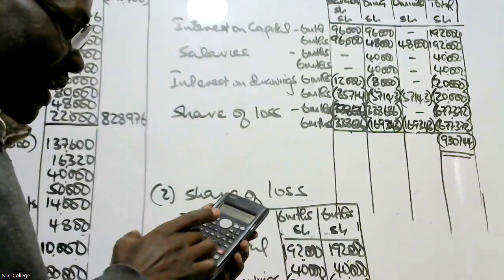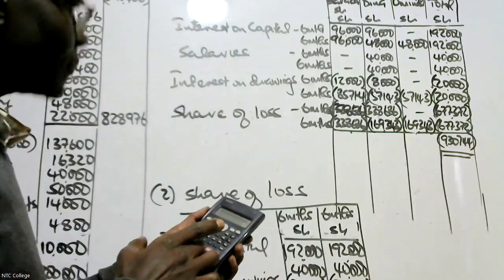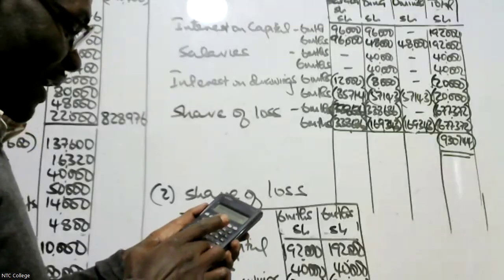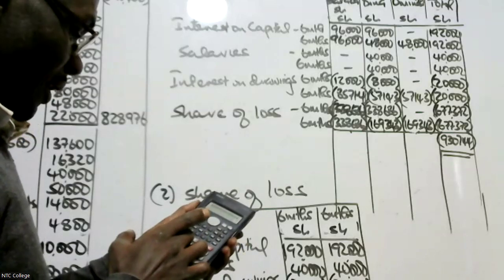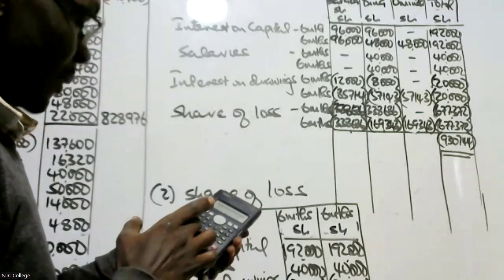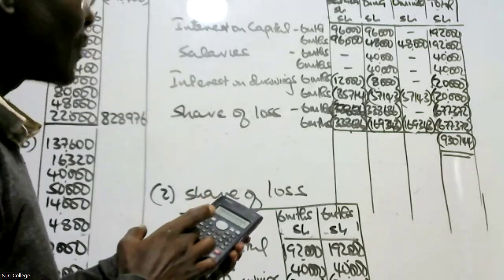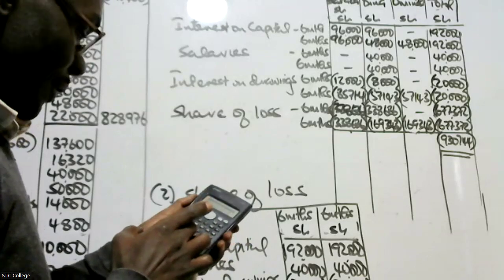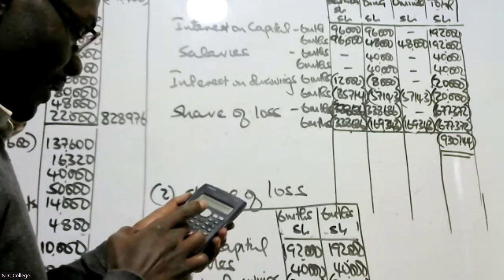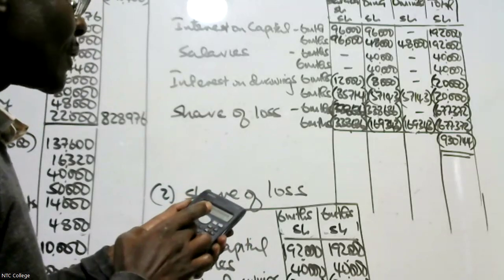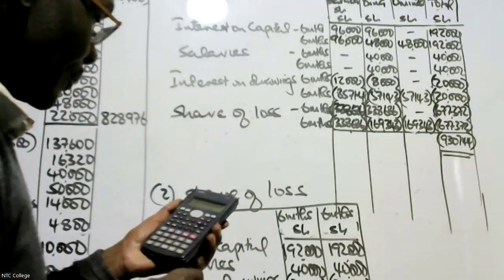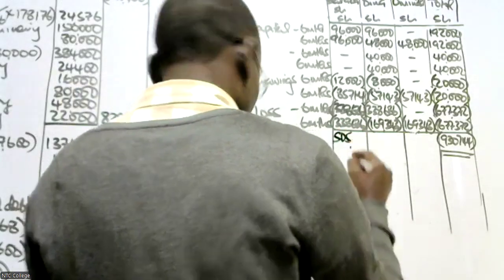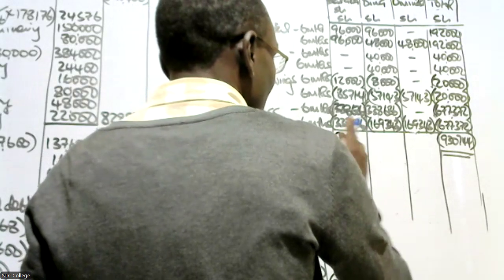So for Baraka, I'll just add 96,000 plus 96,000 minus 20,571.4 minus 338,686 minus 338,686. Now this would be negative 505,943.4 negative.